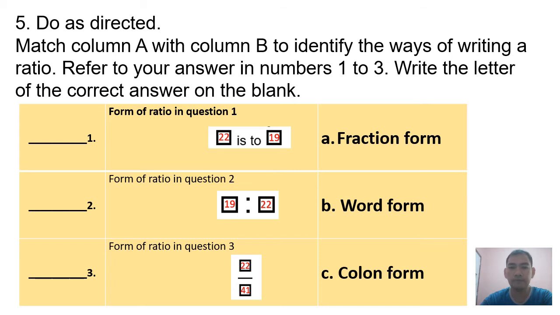Okay, so number 1, that is letter B. We call it the word form. Number 2, that is C. We call it the colon form because we are using a colon. And number 3, that's letter A, which is the fraction form. So those are the three ways of writing a ratio. We have the fraction form, the word form, and the colon form.